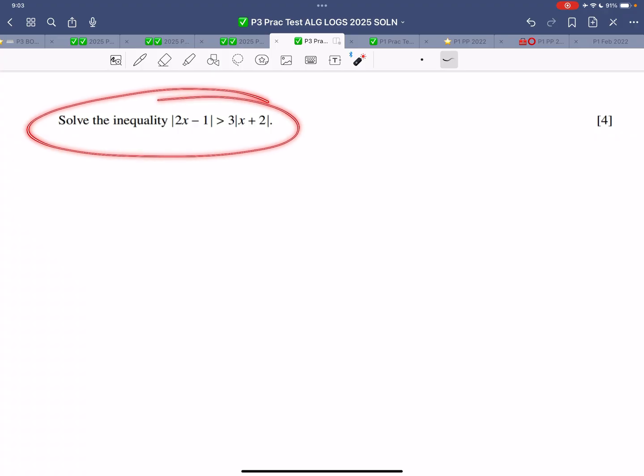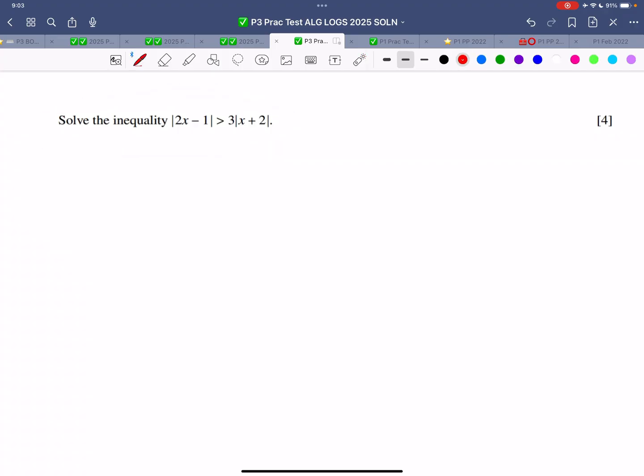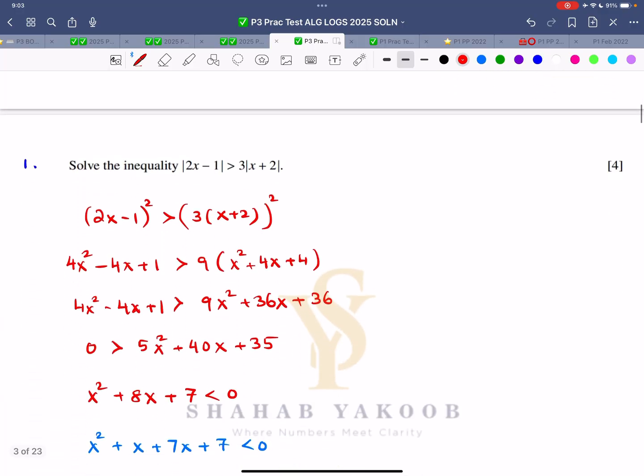Now the first question is about modulus inequality. There is modulus on both sides. So now the easiest way to solve this question is that we square both sides, and then we either end up with a quadratic inequality, which is in most cases. Sometimes we could also end up with a linear inequality. Let's look at the working.